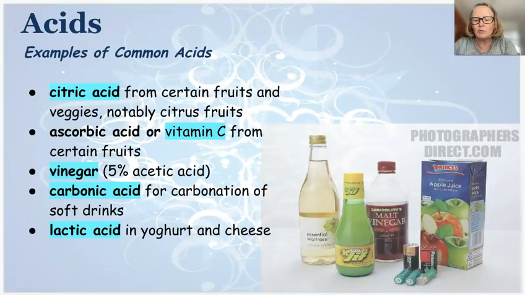Some common examples that you will have come across, a lot of them are in the kitchen. Citric acid, which you find in fruits, particularly things like lemons and oranges. Vitamin C's correct name is ascorbic acid. It's a weak acid. You can taste the sourness in some apples and things like that. Vinegar is acetic acid. Carbonic acid is what you get in fizzy drinks when carbon dioxide dissolves, and lactic acid is found in milk products that have been fermented, so things like yogurt and cheese.